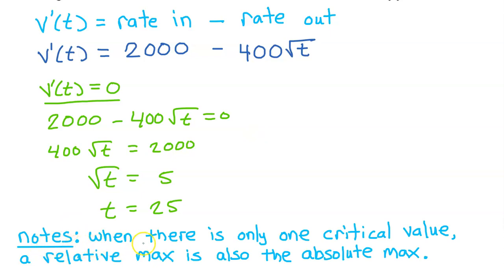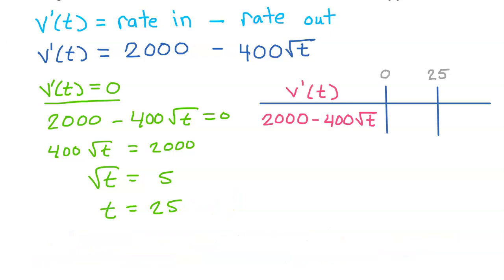Here's a useful fact to keep in mind. When there's only one critical value, a relative max is also the absolute max. So that's the case that we have here. So we just need to prove that this is a relative max, and we can conclude that it is also the absolute max. We can use a V' sign chart to see if the volume of the oil slick has a relative max at t equals 25 minutes. Remember, V' equals 0 at t equals 25.